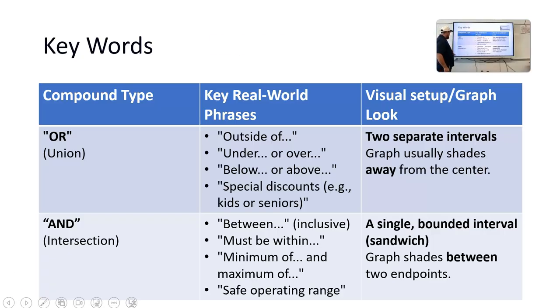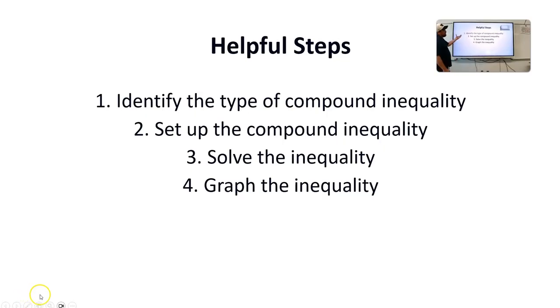Okay, so let's take a look at our first example. Well, first off, the steps. First, we're going to identify the type of compound inequality. Is it "or" or is it "and"? Then we're going to set up the compound inequality, solve it, and graph it.